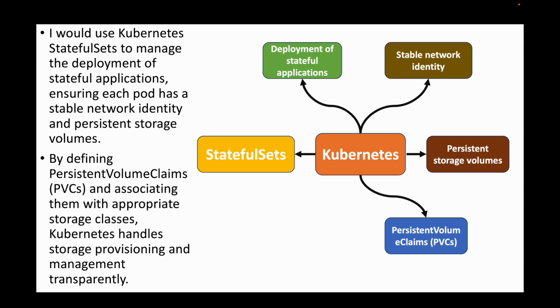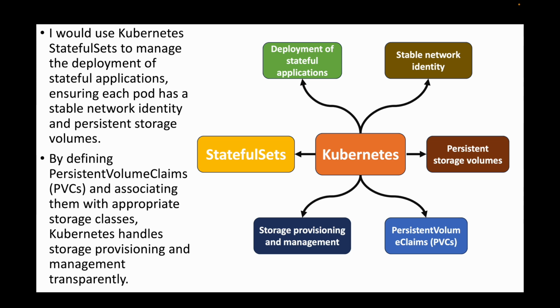So with this, we make use of persistent volume claims, which allow the pods to make use of the persistent storage volumes, and then also associate them with the storage classes that are available. Kubernetes will handle the storage provisioning and also management of this storage transparently. So creating the storage volumes, the persistent volumes, and then claiming those persistent volumes, all those things can be done, and that way we can make sure your data is persistent, and your application also has the necessary storage capacity that it needs.